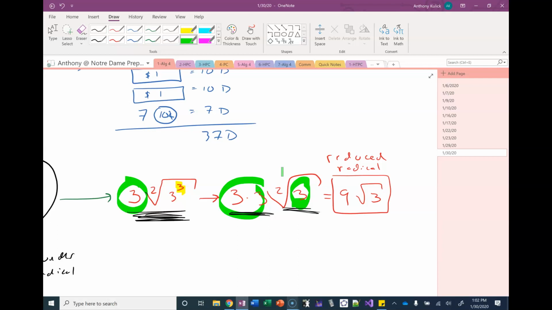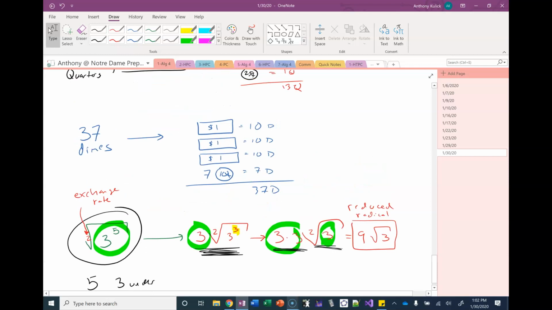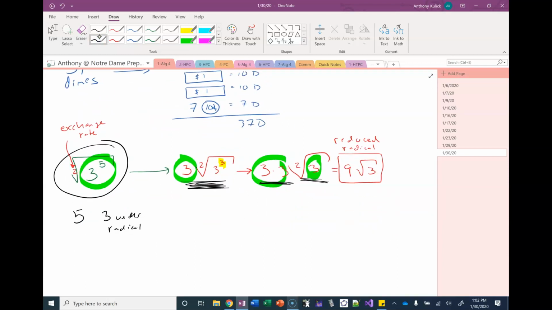So the 2 is the index on the square root. Do we need to write a 2 when we write the square root symbol? No, I wrote it there to remind us what the exchange rate is here. But you don't need to include that for square roots. Any other radical, though, that number needs to be there the entire time. Let's try another. Sound okay?